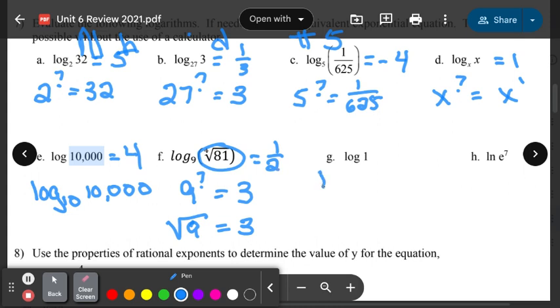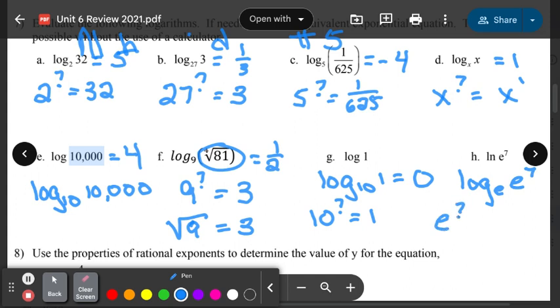I'm going to rewrite this: log base 10 of 1. So we would say 10 to the what gives you 1. Well, anything to the 0 gives you a 1. Letter H, ln e to the 7. So I'm going to rewrite this. ln is the same thing as log base e of e to the 7. So e to the what gives you e to the 7. Well, there it is. Our what is 7.